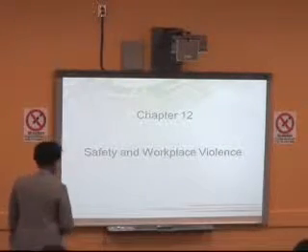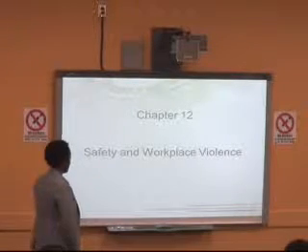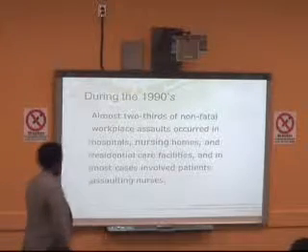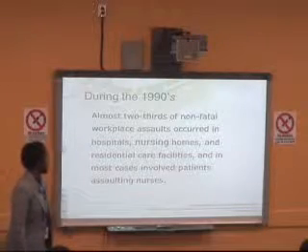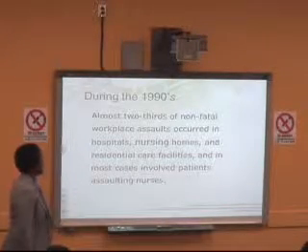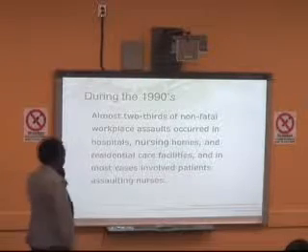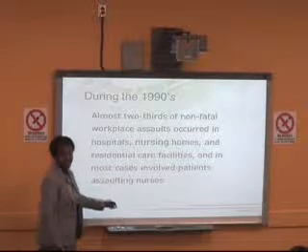The last chapter, chapter 12. I probably won't get through it all, but we'll get as far as we can. It talks about safety and workplace violence. In the 1990s, it says two-thirds of non-fatal workplace assaults occurred in hospitals, nursing homes, and residential care facilities, and in most cases involved patients assaulting nurses.